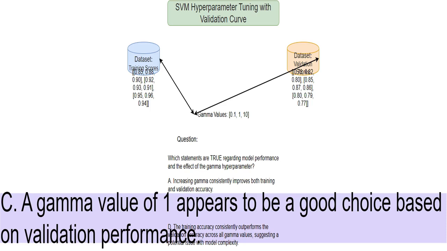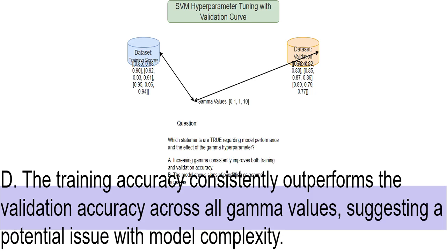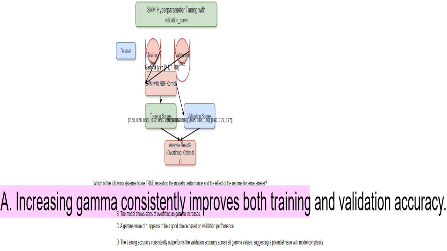This checks the validation accuracy for each gamma value and determines if gamma equals 1 produces the best result. This statement assesses whether training accuracy consistently exceeds validation accuracy across all gamma values. A key indicator of overfitting, model complexity is too high. This statement analyzes whether increasing the gamma hyperparameter in the support vector machine, SVM, consistently improves model performance on both the training and validation datasets.